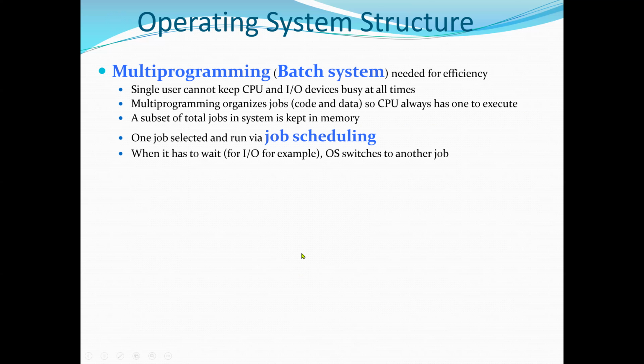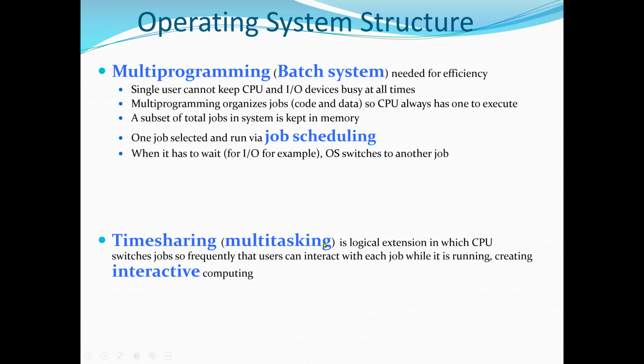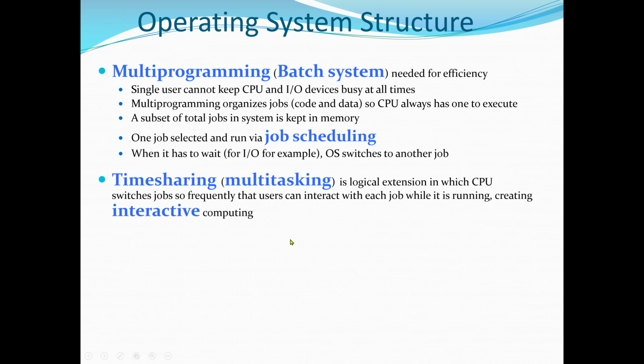We may get into more detail on the concepts of process synchronization, job scheduling, etc. in future lectures. When a job has to wait for IO, for example, the OS will switch it to another job. Normally we can use system calls, and that's the concept of interrupt also.